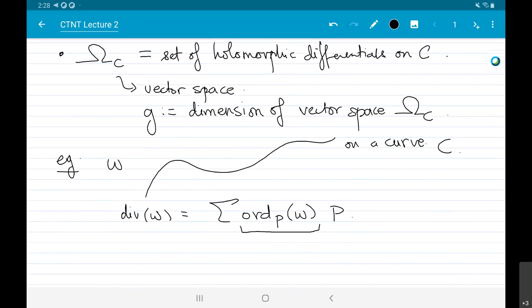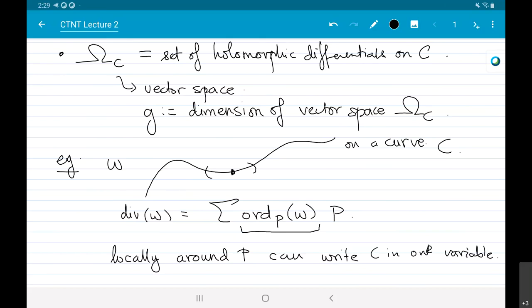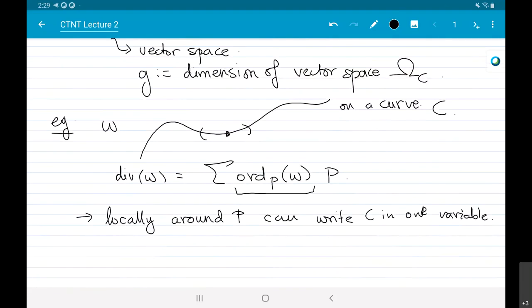What you can do for a curve is that locally you can write a curve in one variable. This is very much analogous to the inverse function theorem in calculus, or when you try to parameterize a curve in calculus, locally you can write things in one variable. So locally around P, you can write C in terms of one variable. Let's say we call that variable t.